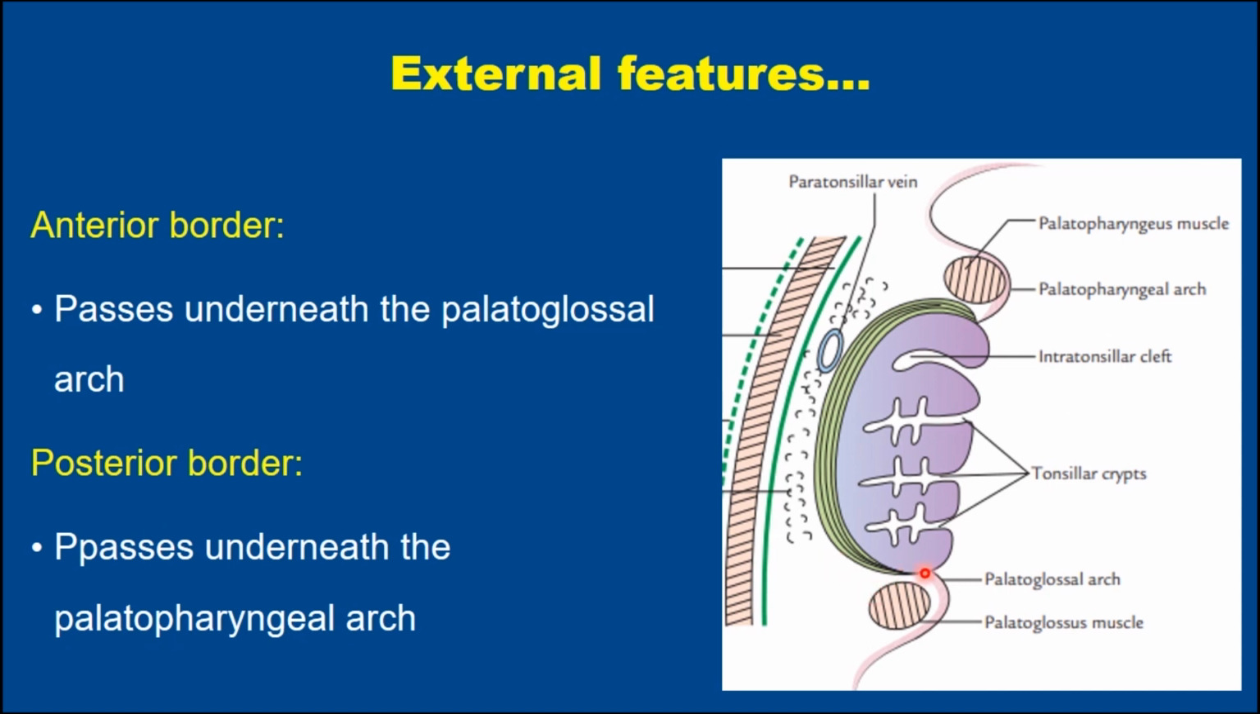Then the anterior border, this is the anterior border, which passes underneath the palatoglossal arch. Here we can appreciate this is the palatoglossal arch. In the same manner, this is the posterior border, and this posterior border passes underneath the palatopharyngeal arch. This is the palatopharyngeal arch.